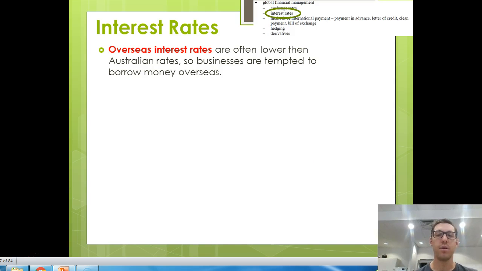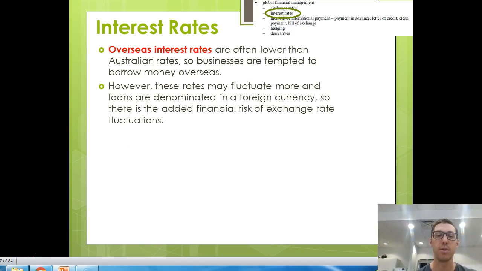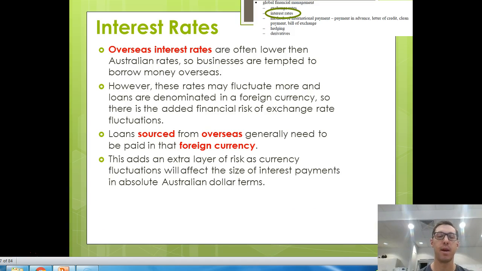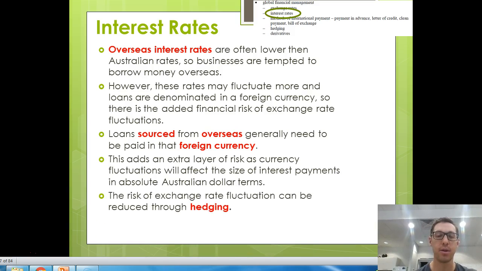Overseas interest rates are often lower than they are in Australia, so therefore many organisations will seek to borrow overseas, but they need to be wary about those fluctuations in global interest rates. There is also the additional risk that if you borrow money in another currency, you will generally need to swap that currency or exchange it into your currency. So there is an added layer of risk there if you choose to borrow money in another market, that it needs to be changed back into your currency. That adds that extra layer of complexity.